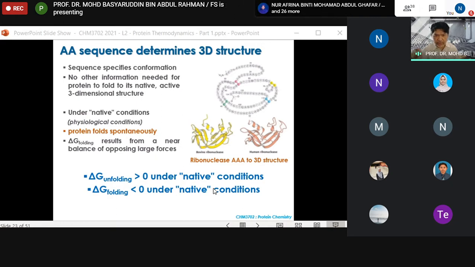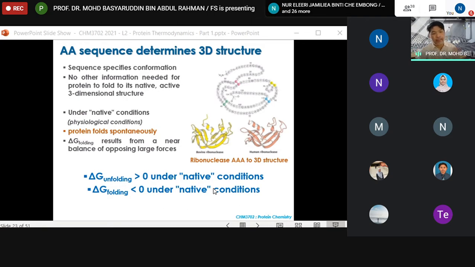That is another important information, because if there is any perturbation, then either it's going to give you a negative or positive delta G. Then you will see your protein as well. Either it's going to be denatured or renatured. Yeah, it can be spontaneous, but in which direction?